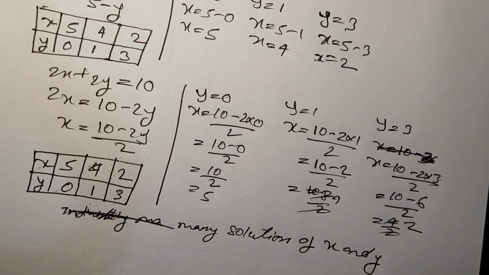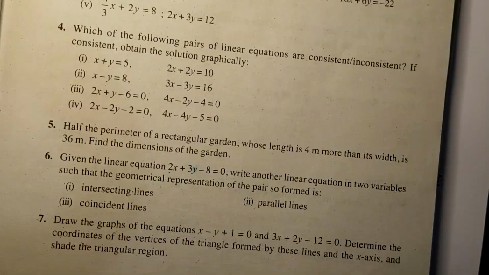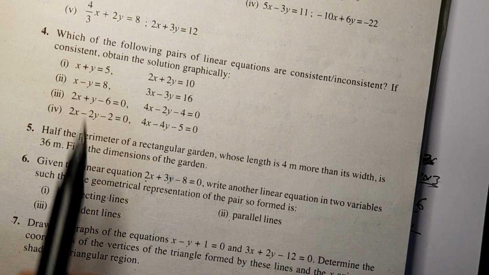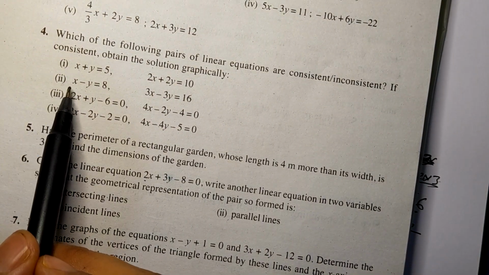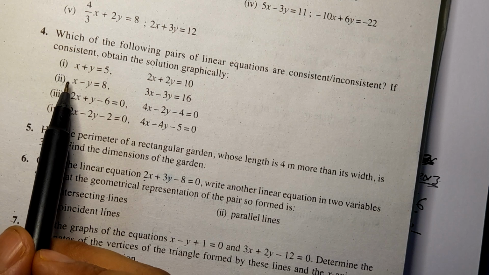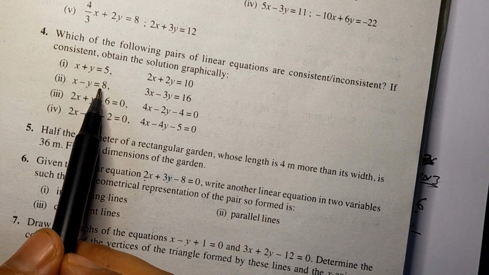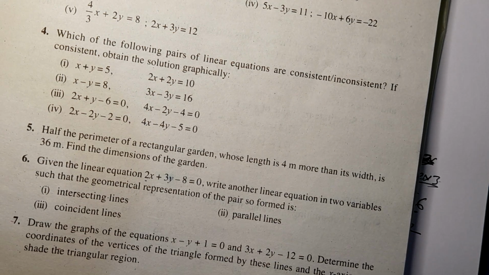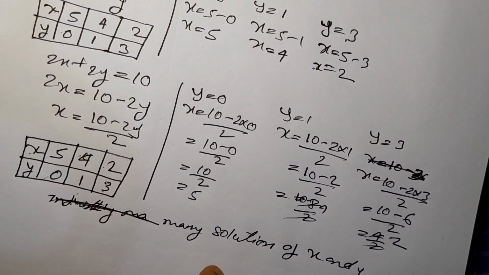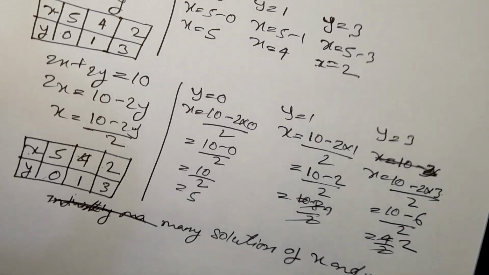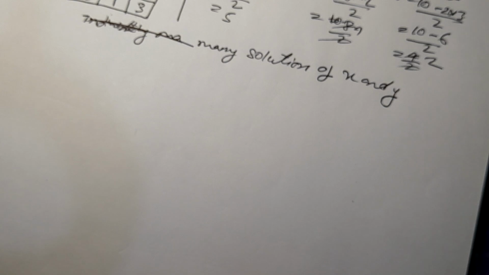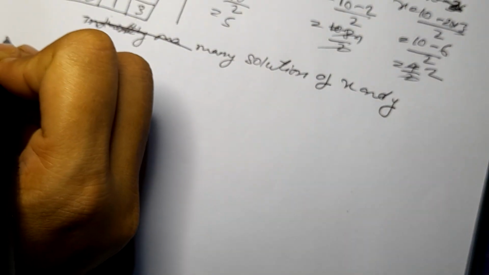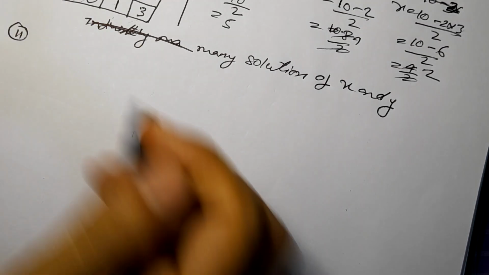Now come to the second equation, question number 2. Here also we have to do the same: x minus y equal to 8, 3x minus 3y equal to 16. We have to check whether it is consistent or inconsistent. If it is consistent, we have to plot it in the graph. If it is inconsistent, plotting in the graph is not required, because in inconsistent there is no solution. This is Roman number 2.